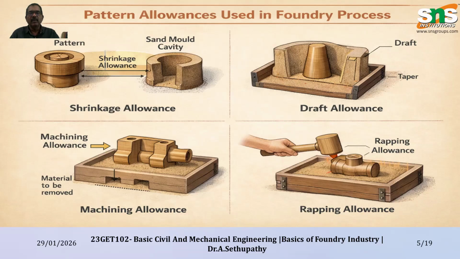I hope all of you understand what allowances are and what types of allowances we need to fix in pattern making for producing castings.